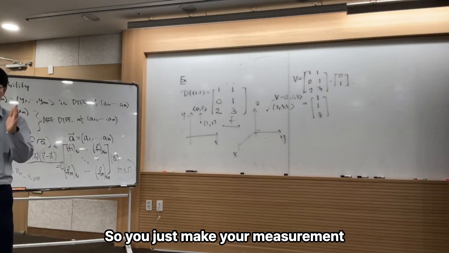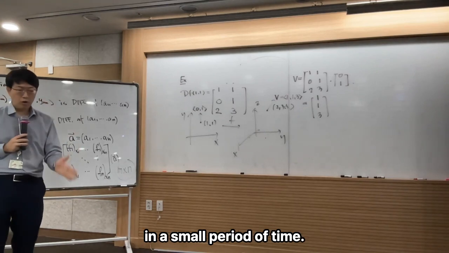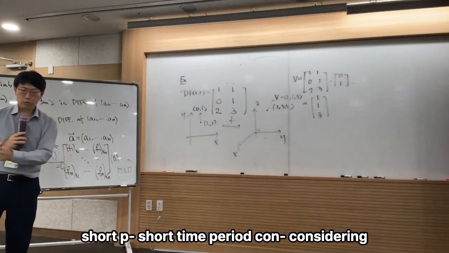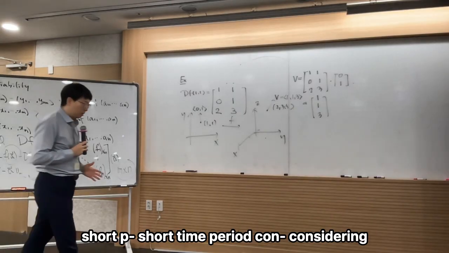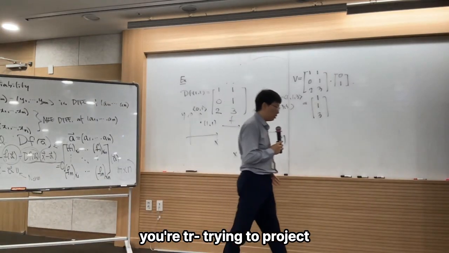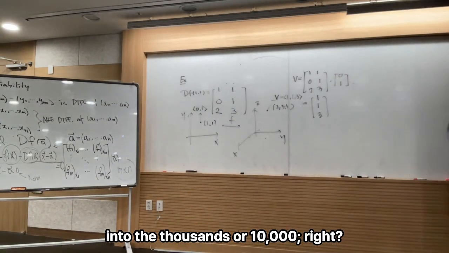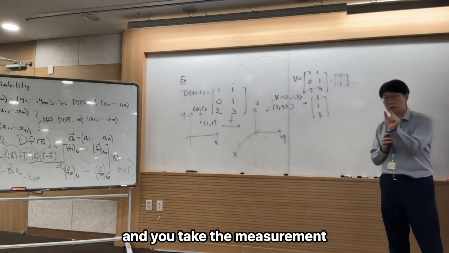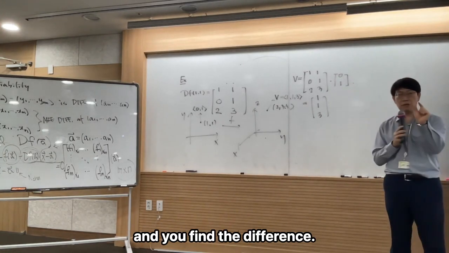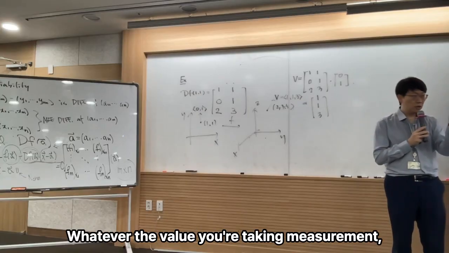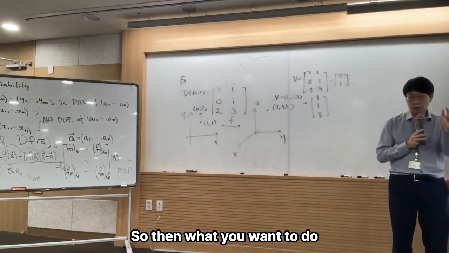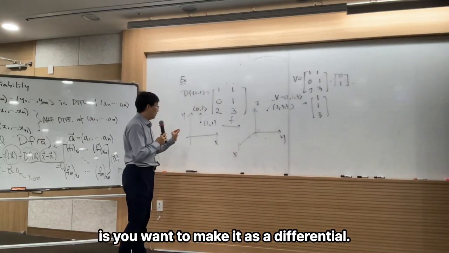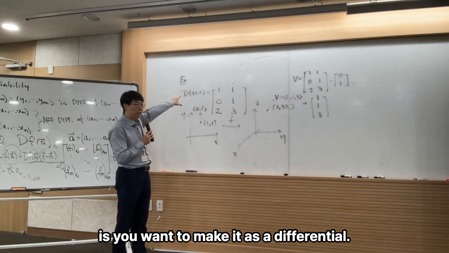Impossible. So you just make your measurement in a small period of time. Say 1 year is a short time period, considering you're trying to project into the thousands or 10,000. It's just small changes in your time, and you take the measurement and find the difference, whatever the value you're measuring, the climate or whatever. So then what you want to do is make it a differential.